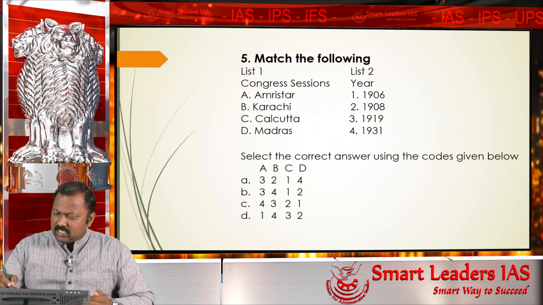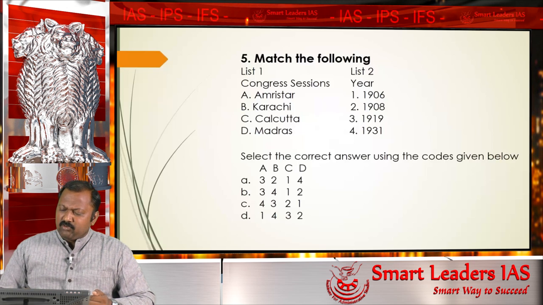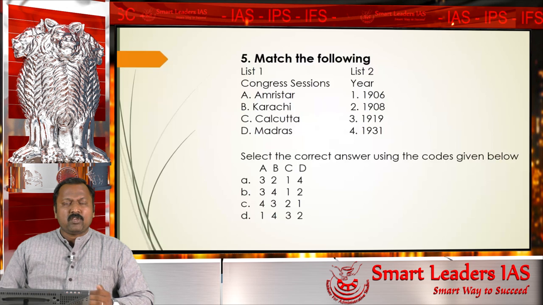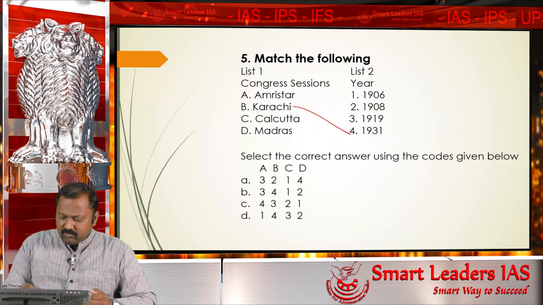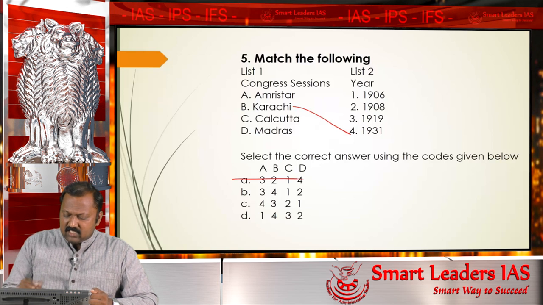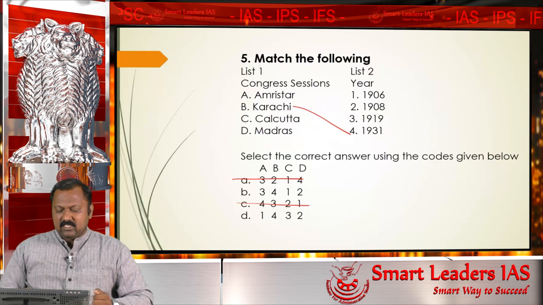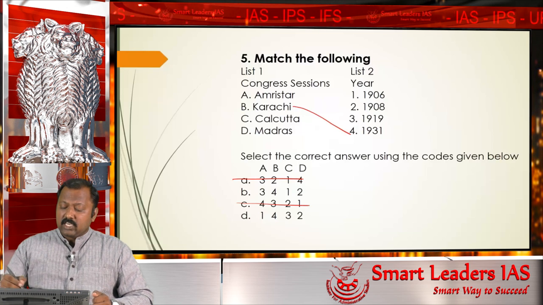Let us randomly see. I am seeing the years. 1931, we all know, Karachi session. 1931 Karachi session, Sardar Vallabhbhai Patel. So I can directly mark Karachi. So B should be 4. We will see in which choice B is 4. A is not the answer, C is not the answer, because B4 is present only in B and D. So we have narrowed down.